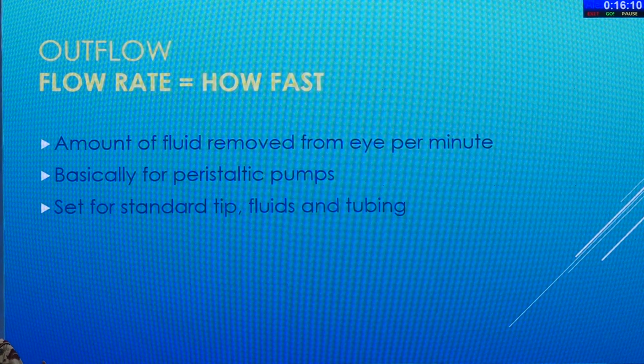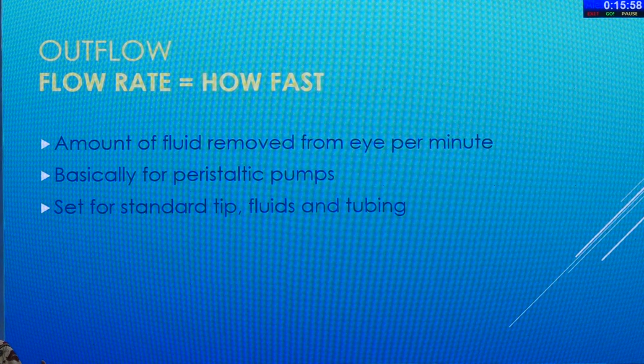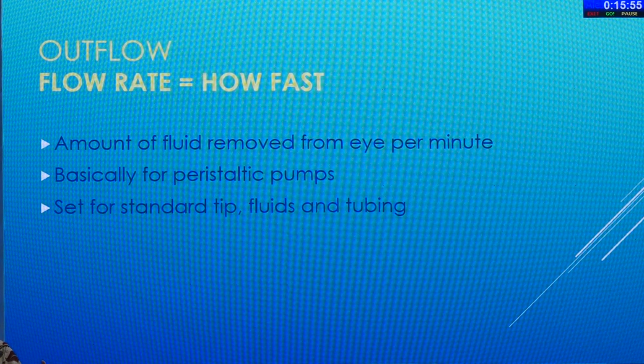Now coming to flow rate. What is flow rate? Flow rate means the amount of fluid which moves out from the eye per minute. So flow rate basically determines how fast things will happen in the anterior chamber. It is very important to have a good understanding of the flow rate. But to understand, flow rate is basically for peristaltic pumps, the flow pumps, and not for the venturi, because in venturi it is a part of vacuum itself.